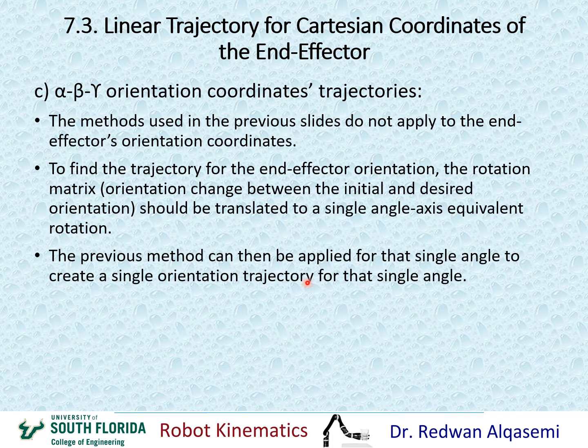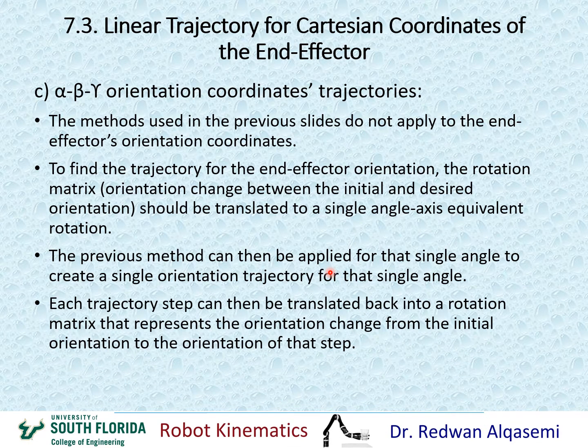And then the previous method can be applied at the single angle. So we can divide the single angle into via points, or we can create an equation for that single angle as a trajectory for that single angle. And then afterwards, we can translate each trajectory step back into a rotation matrix.